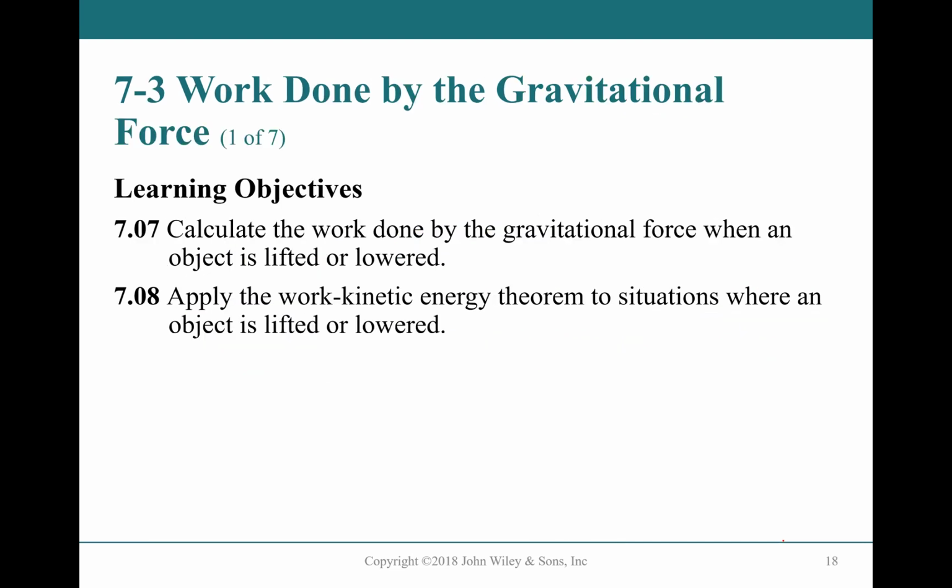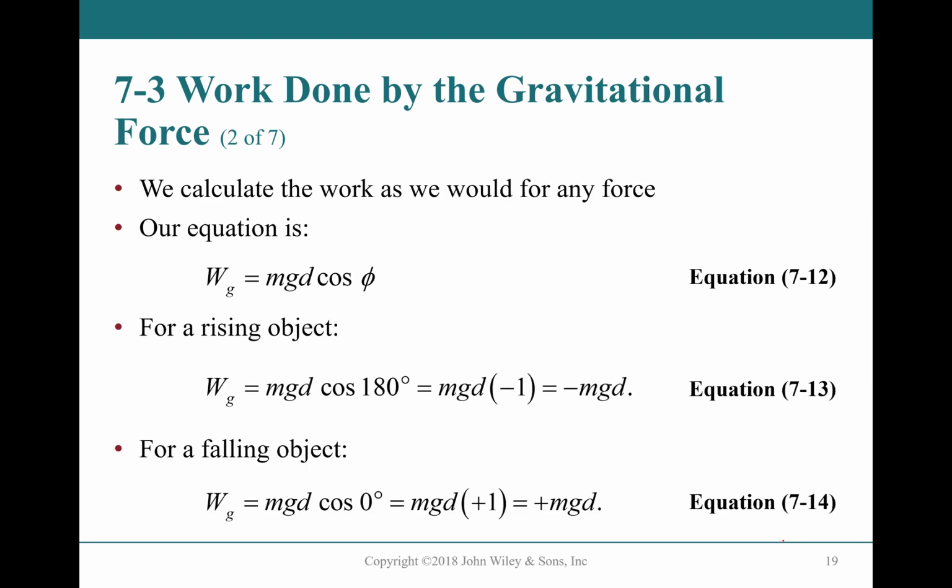And then we are going to see the work done by different forces. The first one we are going to talk about is work done by gravitational force, and then we are going to see potential energy. We calculate the work as we would for any force. The work done by gravitational force is calculated the same way as the work done by anything. So if you have an object moving up from the initial position 1 to the final position 2 with displacement D, and this is our gravitational force Fg, then our W will be equal to mg, which is Fg, times D times cosine phi.